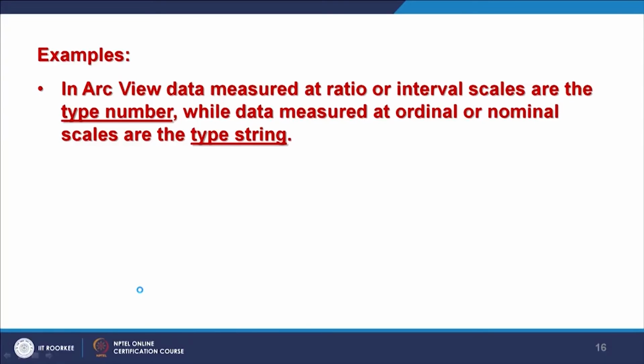Now, for ArcView data, I gave the example, and I also showed you in ArcView, that ratio or interval scales are type number for the type of field in which you would enter the data. So when you are bringing ratio attributes or interval attributes, you would choose type number. And when you are having nominal or ordinal data, then you are having type string.